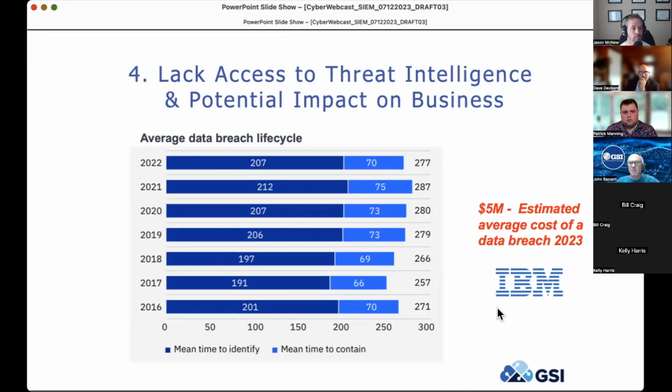A SIEM may or may not be able to help you prevent a breach, but one of my CISO friends says that threat prevention is nice and great, but threat detection in an expedited manner is absolutely mandatory.